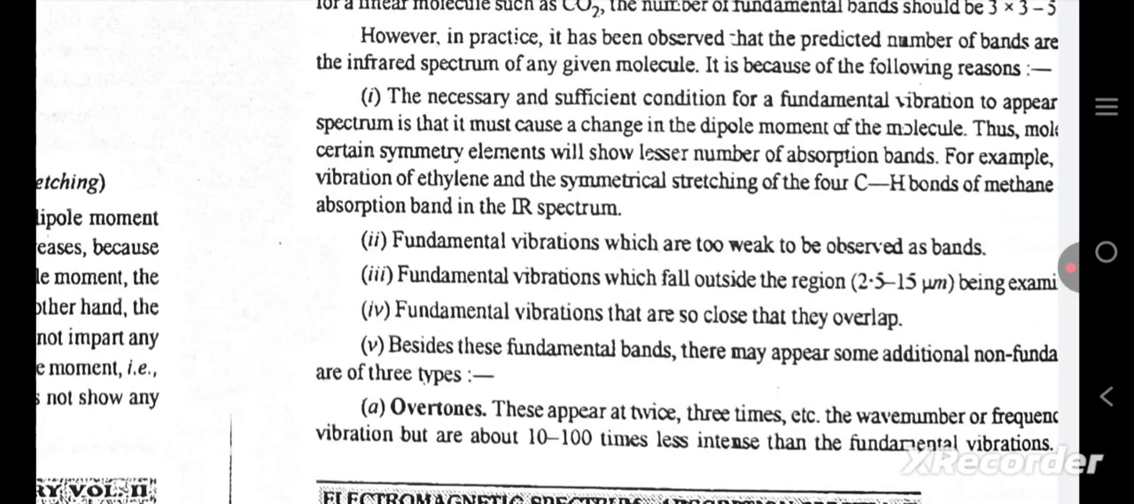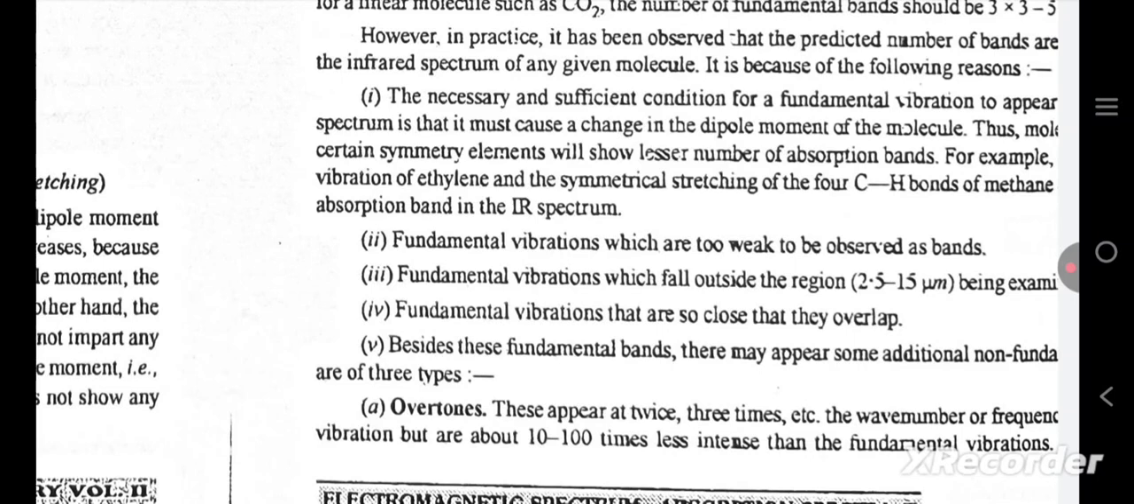Thus, molecules with certain symmetry elements will show a lesser number of absorption bands. For example, the C=C stretching vibration of ethylene and the symmetrical stretching of the 4 CH bonds of methane do not give an absorption band in the IR spectrum. Other reasons are fundamental vibrations which are too weak to be observed as bands, fundamental vibrations which fall outside the region being examined, and fundamental vibrations that are so close that they overlap.